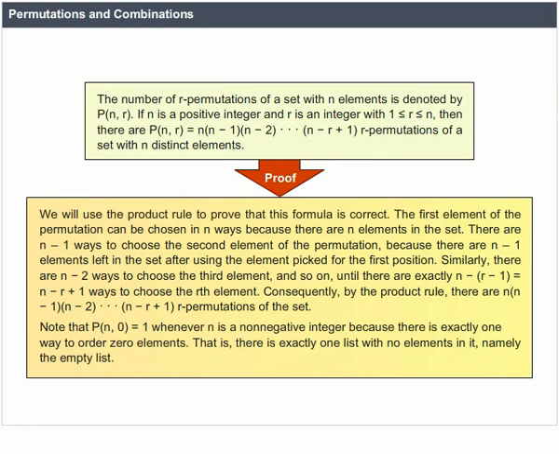Note that P(n, 0) = 1 whenever n is a non-negative integer because there is exactly one way to order 0 elements. That is, there is exactly one list with no elements in it, namely the empty list.